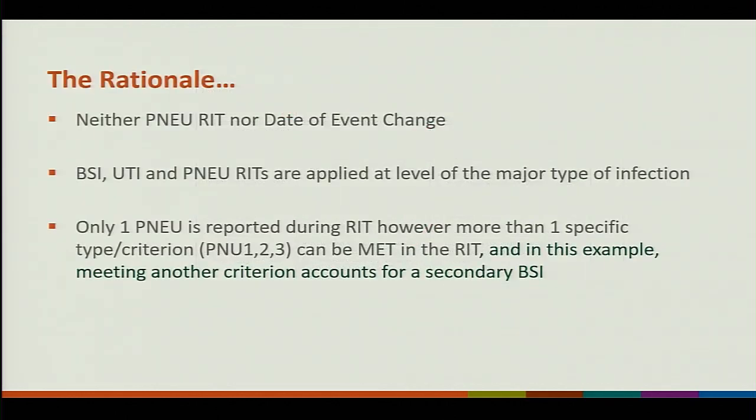Remember that BSI, UTI, and pneumonia RITs are applied at the level of the major type of infection, right? Not the subtypes or specific types. And only one pneumo is reported during an RIT, but more than one specific type of criterion can be met in the RIT. And in this example, meeting another criterion accounts for a secondary BSI.